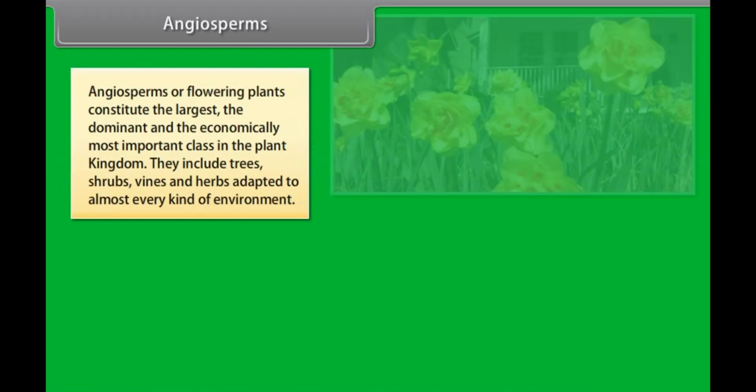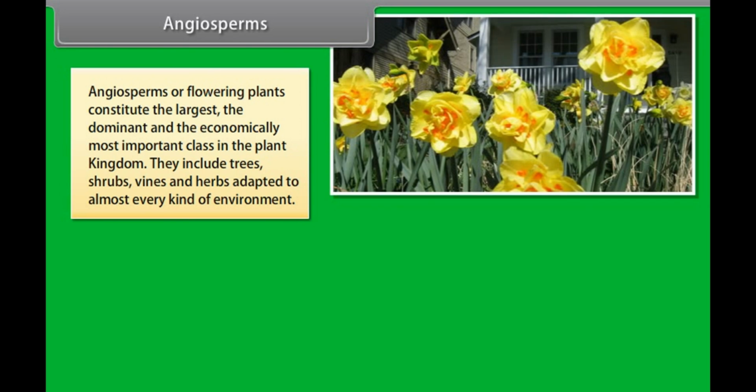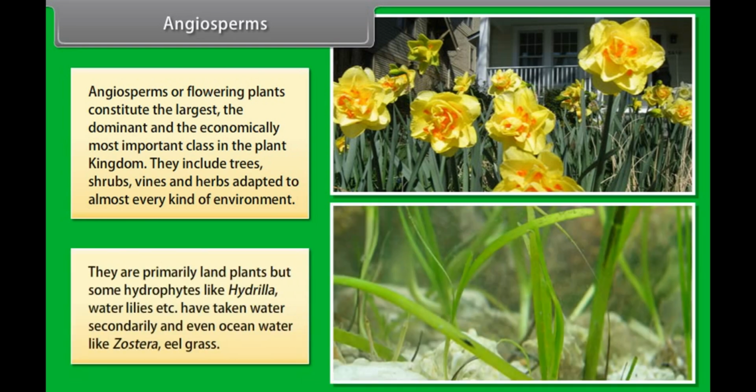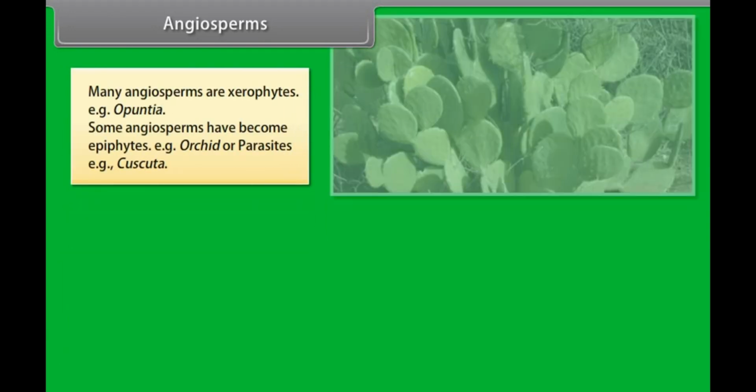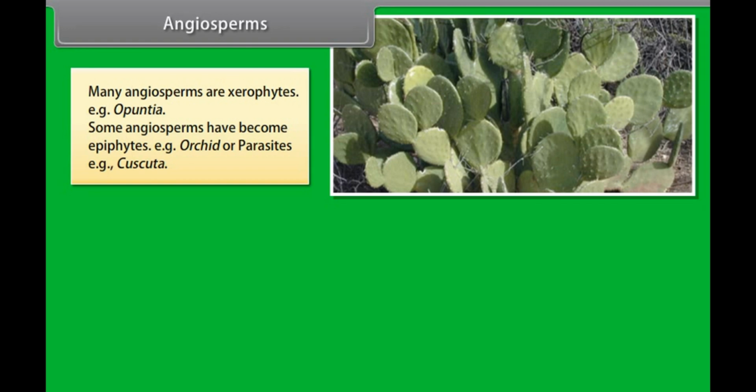Angiosperms. Angiosperms, or flowering plants, constitute the largest, the dominant, and the economically most important class in the plant kingdom. They include trees, shrubs, vines, and herbs adapted to almost every kind of environment. They are primarily land plants, but some hydrophytes like Hydrilla and water lilies have taken to water secondarily, and even ocean water, like Zostera eelgrass. Many angiosperms are xerophytes, for example Opuntia. Some angiosperms have become epiphytes, for example orchids, or parasites, for example Cuscuta.